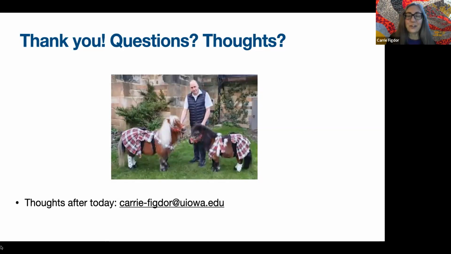So thanks to Tom for inviting me. And these are therapy ponies. I thought they would be appropriate for this particular symposium. Thanks.